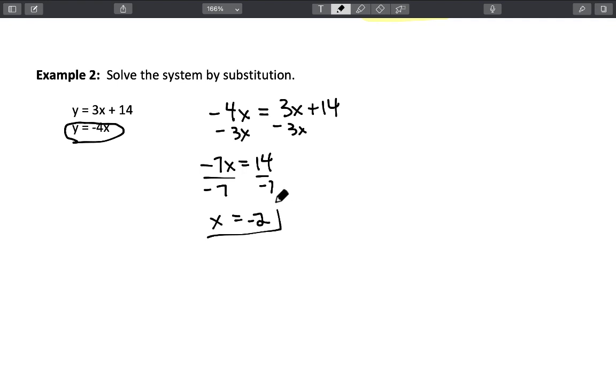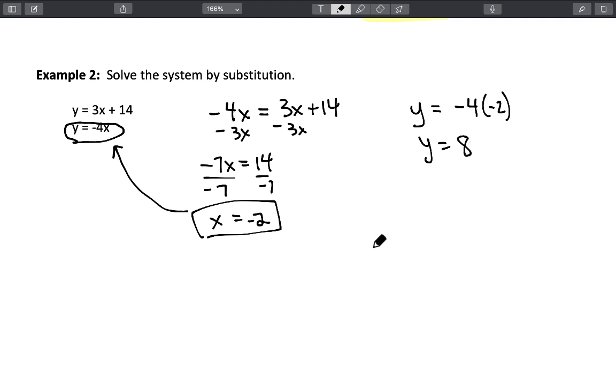All right, once we have that negative 2, it doesn't matter which of these two equations we plug that negative 2 back in for, we will get our y value. y is equal to negative 4 times whatever the value of x is, which is negative 2, and that means y is equal to negative 4 times negative 2, and that's 8. So here's my ordered pair. I have an x value of negative 2, a y value of 8, and so the ordered pair (negative 2, 8) is the solution to this system. And if I were to graph these two linear equations, I would see that they'd intersect at (negative 2, 8).